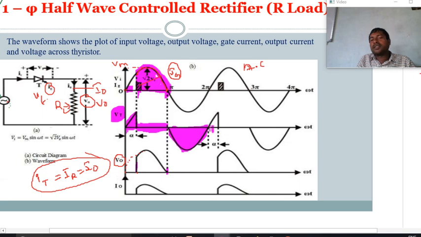Again, until we give the gate pulse at this point, the voltage will be blocked, and from this onwards, at the bottom you can see it will be allowing the voltage, and similarly this will be continued.